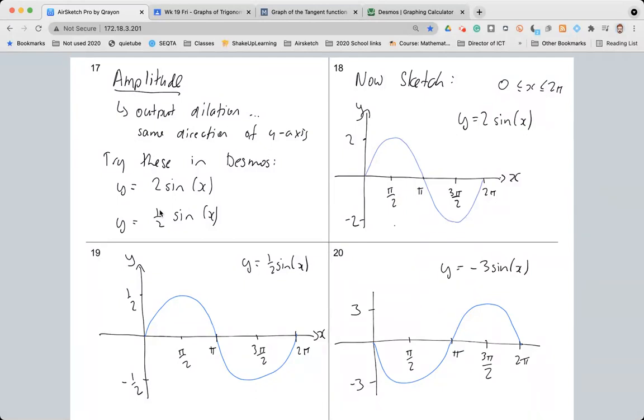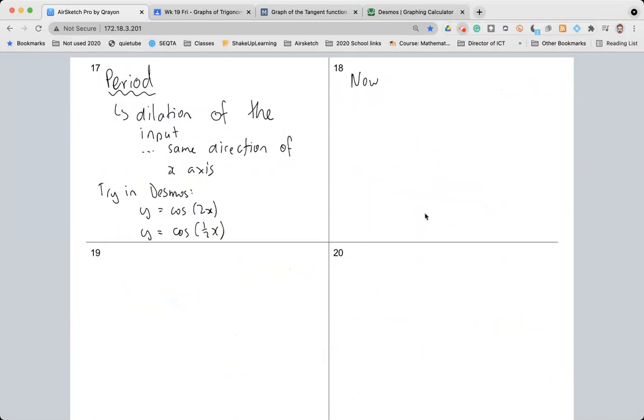The next thing we're going to have a look at is period. So the period is a dilation of the input. So let me pause the video and get a new screen up, and then we'll go from there. Okay, so you can see in this page here, I've described the period as a dilation of the input, and that means the graph changes in the same direction as the x-axis. So try these two in Desmos, and then we'll have a little chat about it.